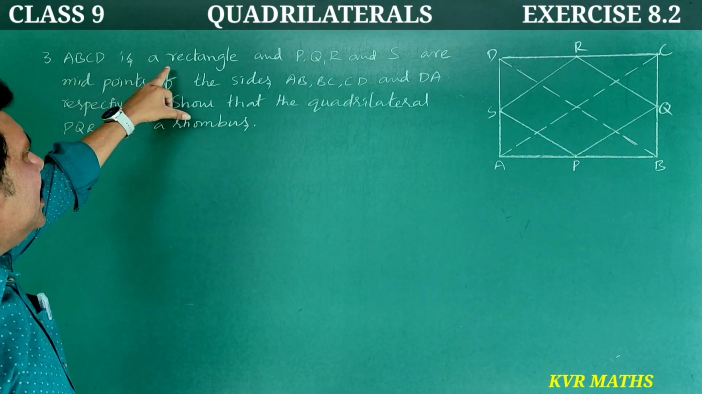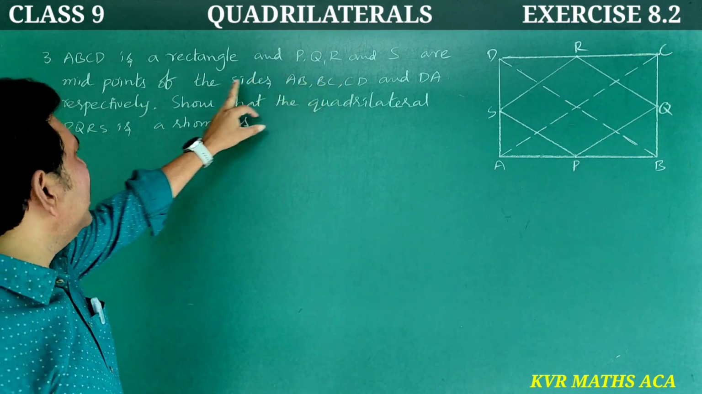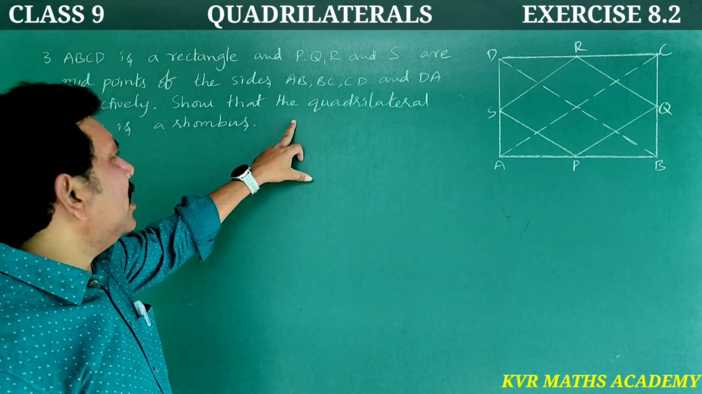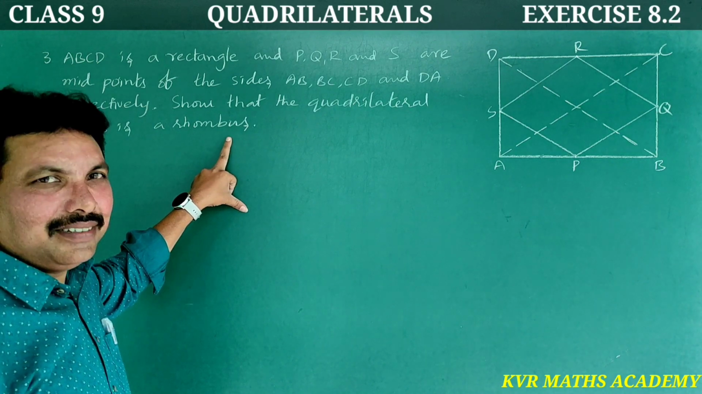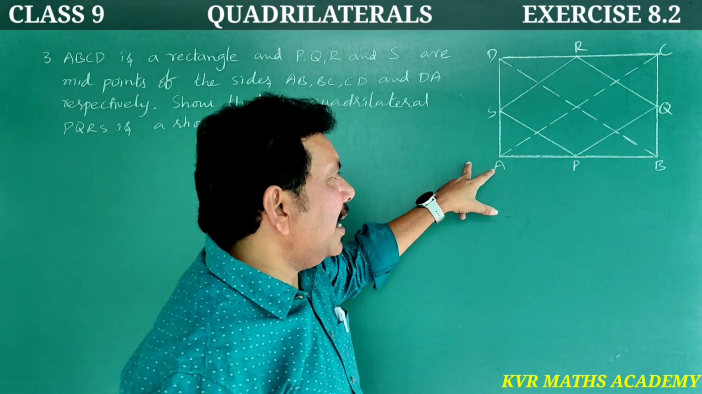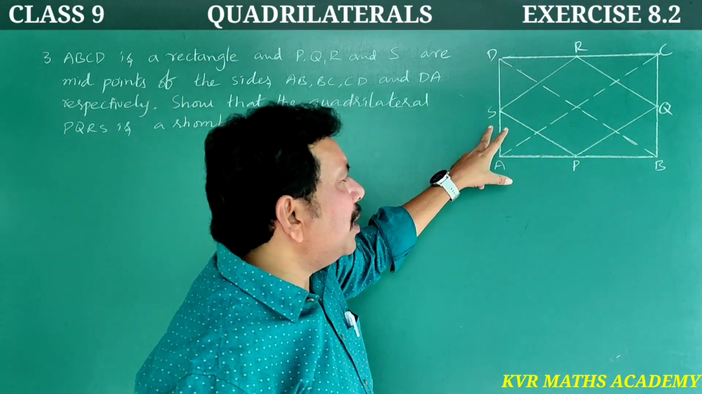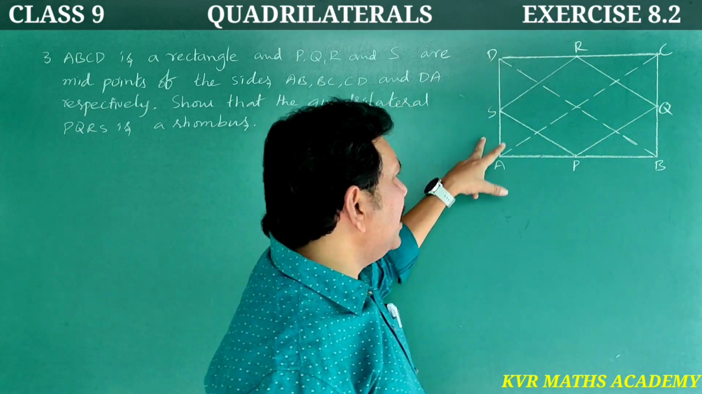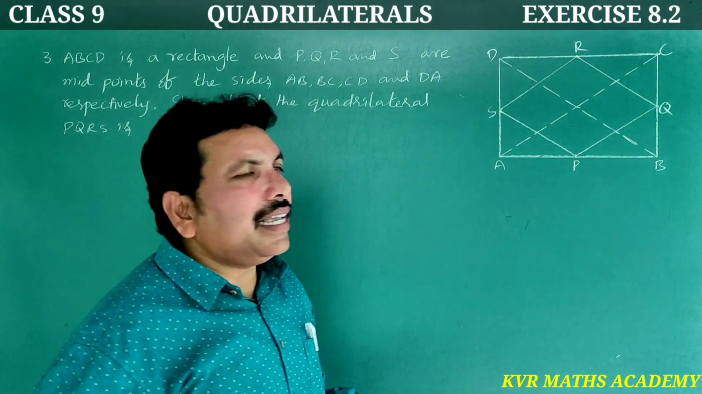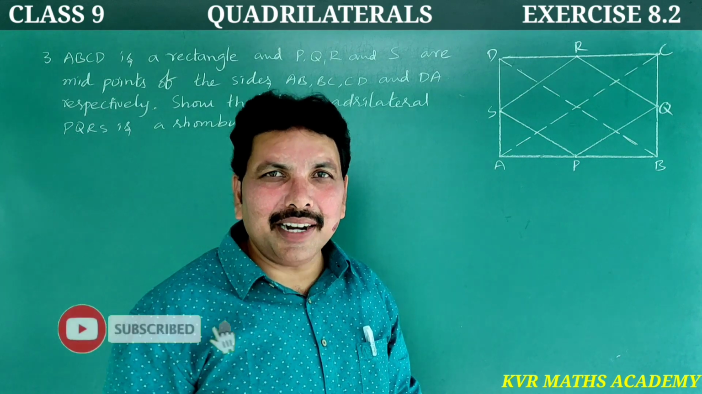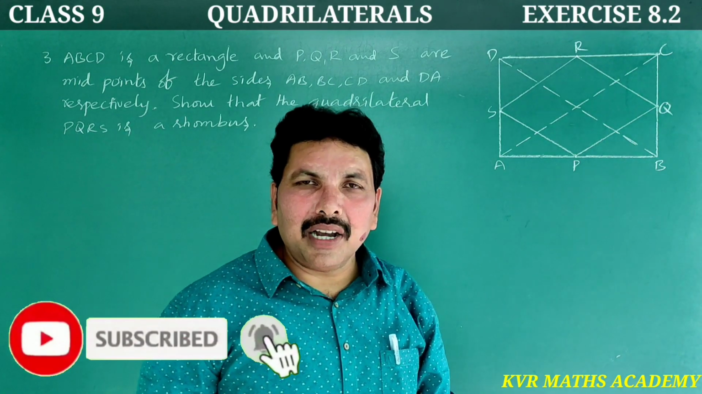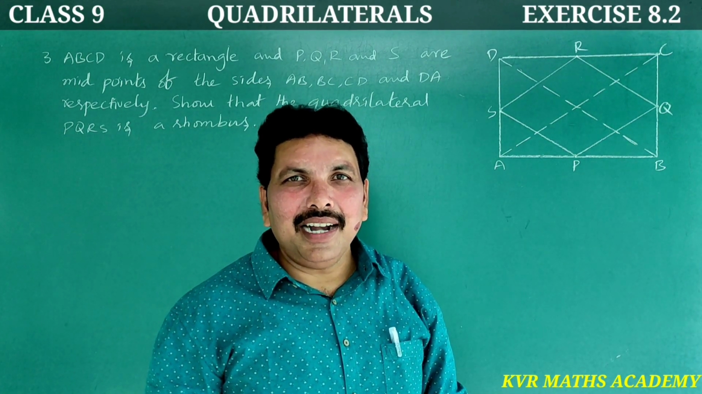Third question. ABCD is a rectangle and P, Q, R and S are the midpoints of the sides AB, BC, CD and DA respectively. Show that the quadrilateral PQRS is a rhombus. Come again. ABCD is a rectangle. P, Q, R and S are the midpoints of the sides AB, BC, CD and DA. Right. So what we have to prove? PQRS is a rhombus. అంటే మనం రెక్టాంగిల్ మిడ్ పాయింట్స్ అన్ని యాడ్ చేసుకుంటూ ఒక క్వాడ్రిలేటరల్ ఫామ్ చేస్తే కనుక అది రాంబస్ అవుతుందని ప్రూవ్ చేయమంటున్నాడు. రైట్, లెట్ us prove.